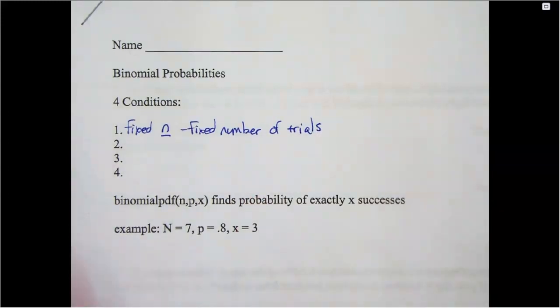Like we're gonna flip a coin 6 times or 10 times or whatever. In the next distribution we're gonna do something until it happens once. Like we're gonna flip a coin until we get heads once, or shoot a free throw until we make 1. In that situation, you don't know how many tries. So that's the difference between the 2.